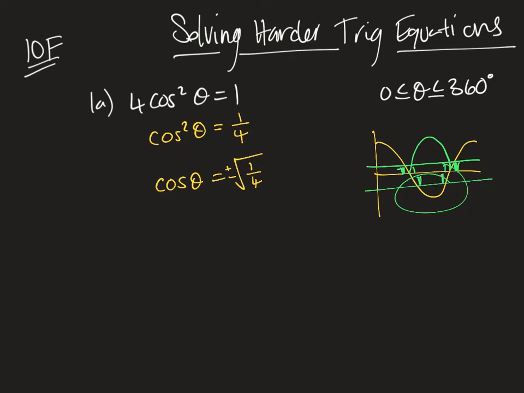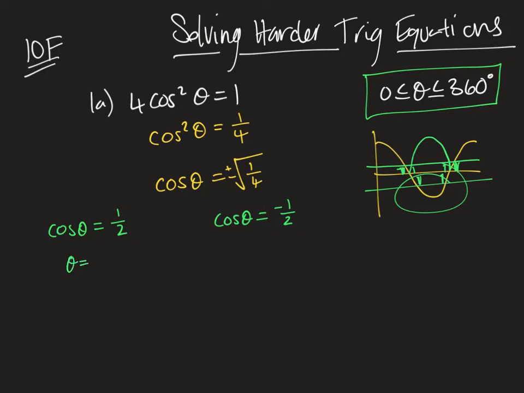So I'm now going to write this out as 2 separate equations. Cos theta equals the positive root of 1/4, so positive 1/2, and cos theta is equal to the negative root of 1/4, so negative 1/2. And I'm going to solve each of these 2 equations within the given range 0 to 360 degrees. Solving the first one, inverse cos of 1/2 is 60 degrees. So the principal value for this equation is 60, and then the other value for theta that we need is 360 take away 60, which is 300 degrees. So there's my first 2 solutions.